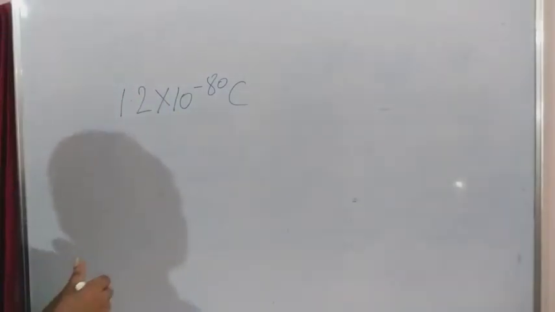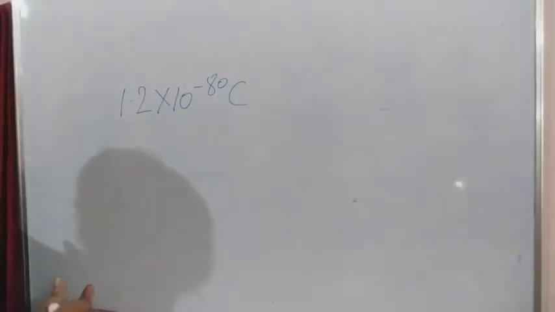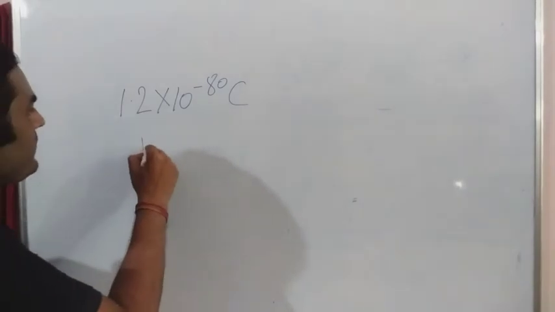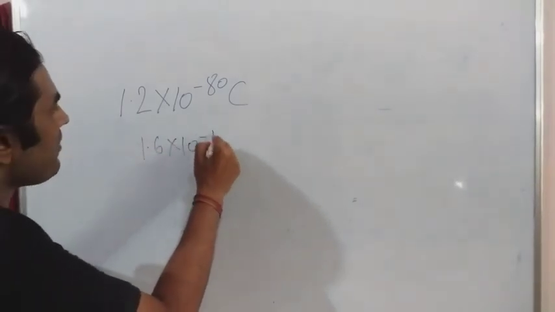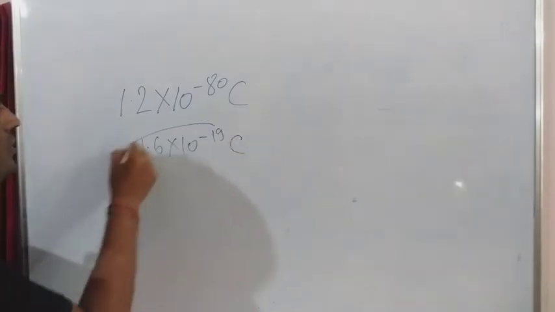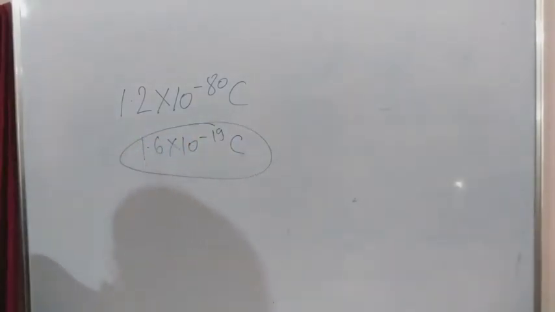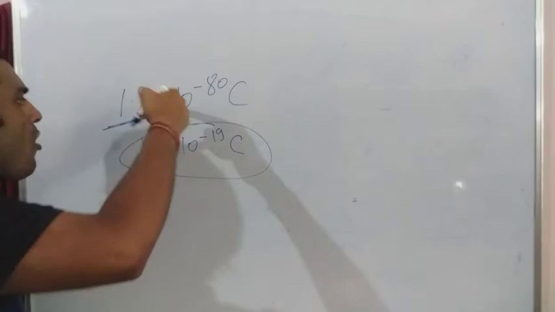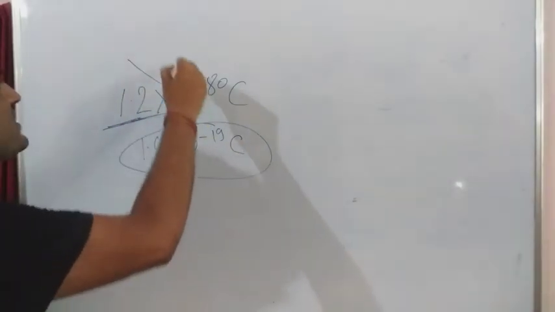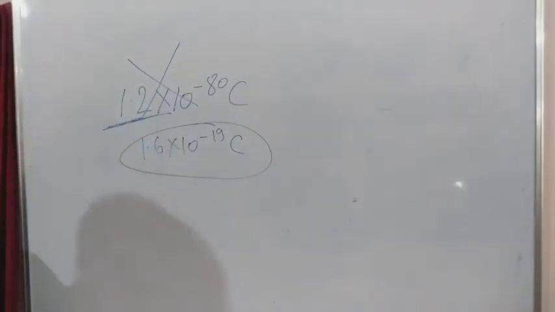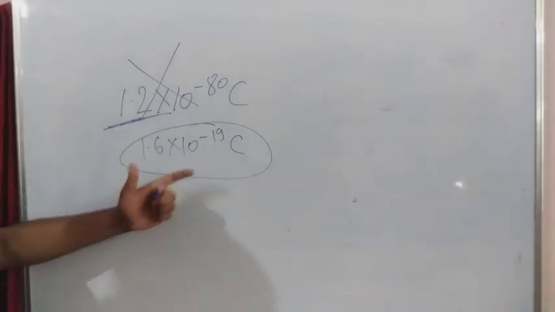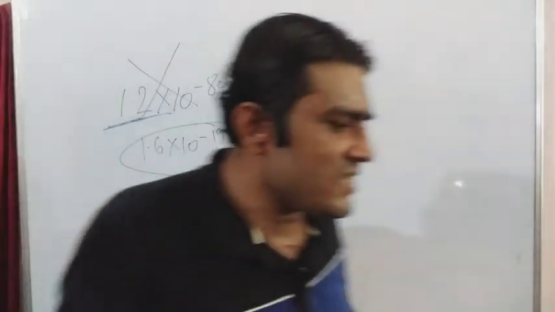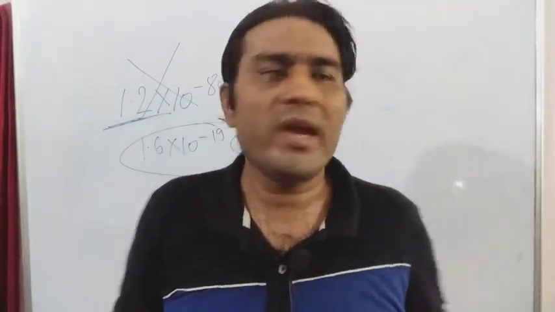What's the elementary charge? That is the charge on a proton or a charge on an electron, that is 1.6 into 10 to the power minus 19 coulomb. This value is even smaller than this one. So I reject the very possibility of this charge. Nothing can be smaller than this in terms of charge. This is the smallest possible charge we can have.